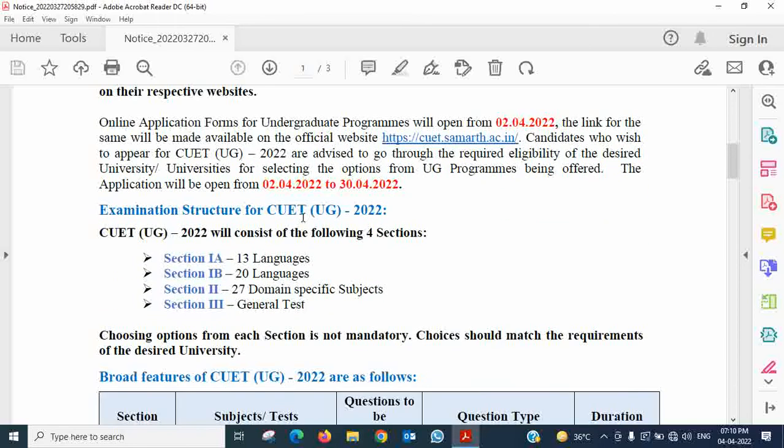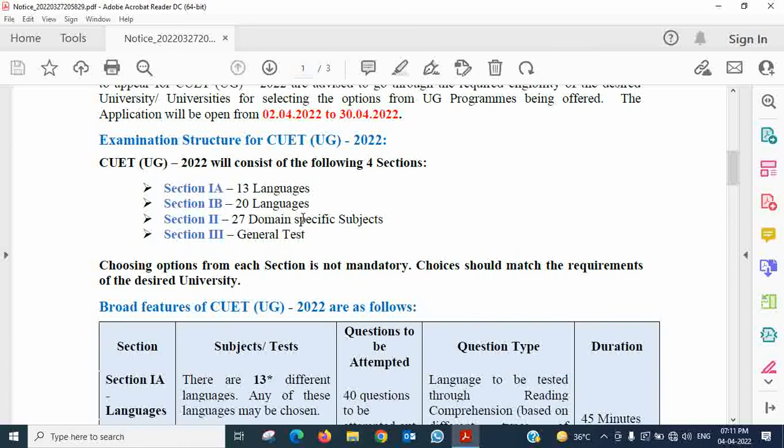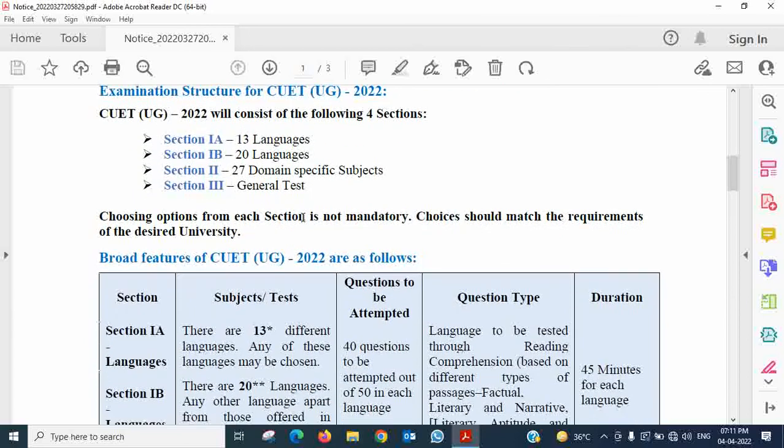Now this CUET 22 will consist of the following four sections. Section 1A will comprise 13 languages. You can select one language. Section 1B is optional. You can either opt for it or leave it. But if you want to study an additional language, there are 20 languages, and I'm just telling you examples like Spanish, German, French. You can select any one of them and study. In section 2, there are 27 domain-specific subjects. And section 3 is a general test.